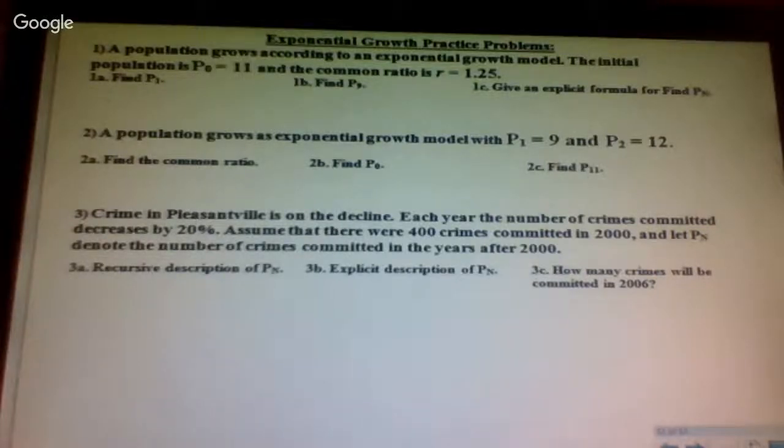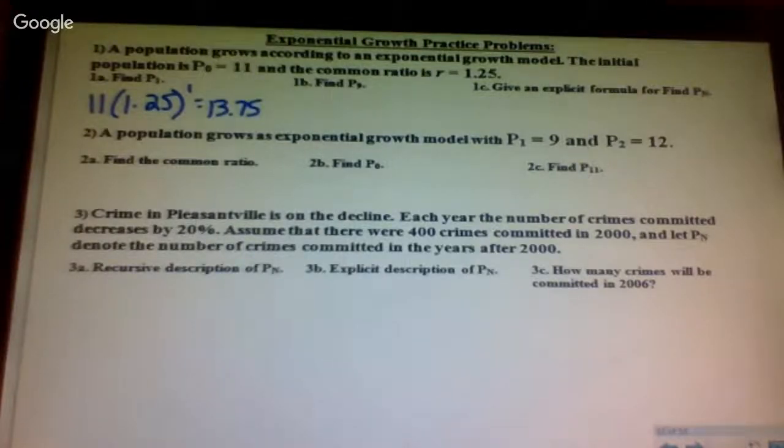Your population grows according to an exponential growth model. The initial population is 11, and the common ratio is 1.25. Find P sub 1. What would I plug into my calculator to find P sub 1? 11 times 1.25. You don't need the raised to the first part, because raising something to the first does nothing. We get 13.75.